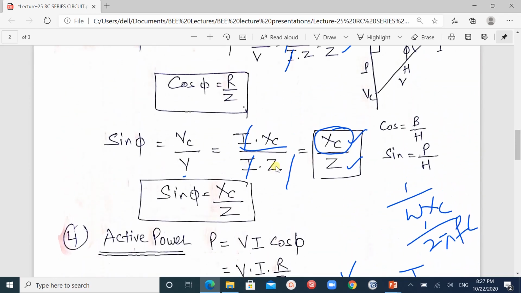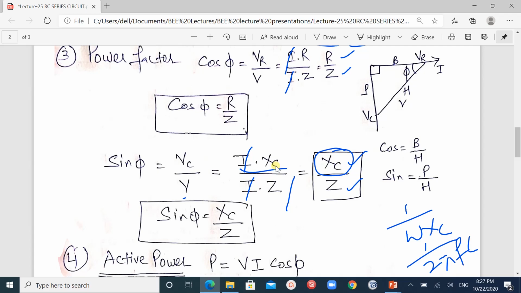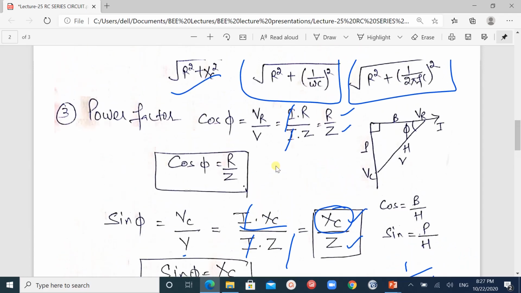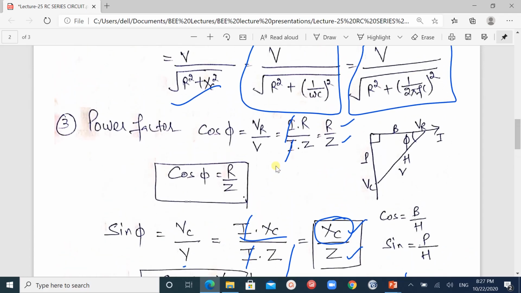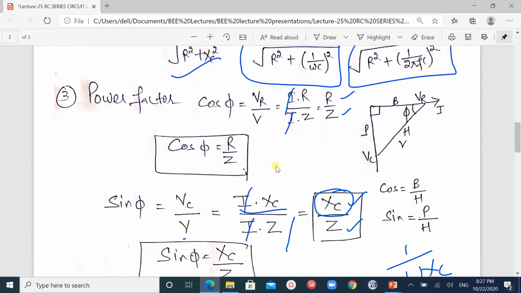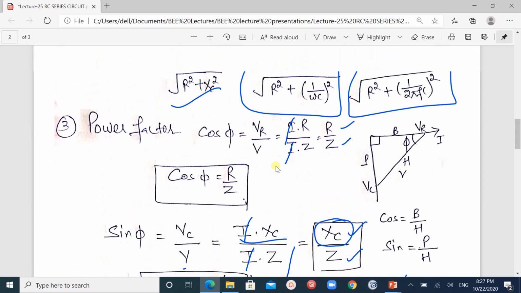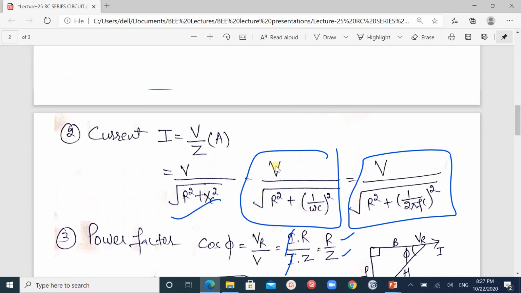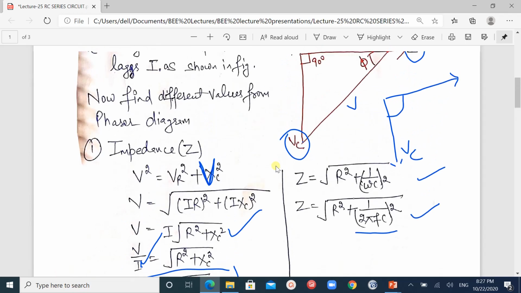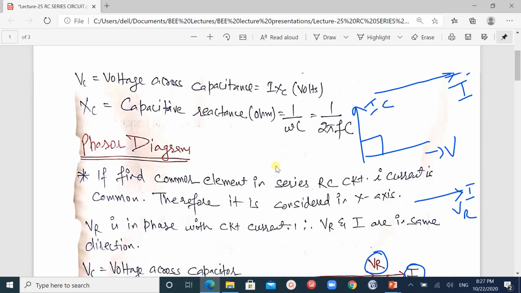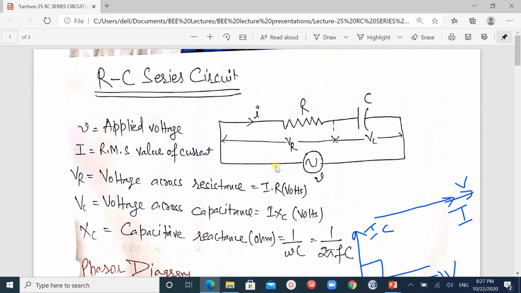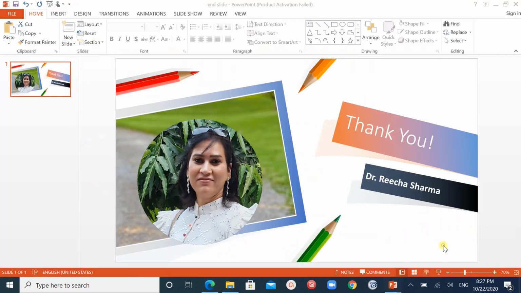We find sin phi, which is perpendicular upon hypotenuse, from this phasor diagram, and power factor is cos phi, which is base upon hypotenuse. Base is the resistance R, and hypotenuse is our impedance. This is how we find out all the parameters of the RC series circuit. So this is all about today's lecture.